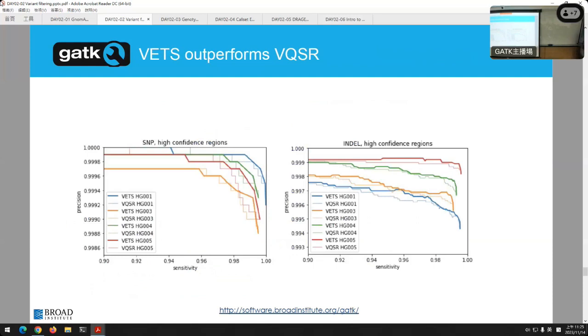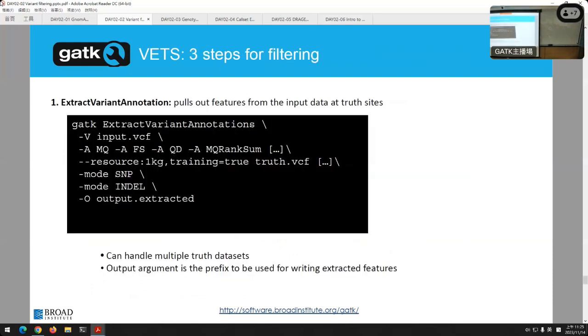So this is just a plot showing that it outperforms VQSR. In the interest of time, I want to move a little bit and show you how to run it. So there are three steps. In the future, when we come back here next year, the filtering hands-on, we'll use VETS instead of VQSR. Today, we're going to use VQSR. We didn't have time to finish this one and get this over the line to you. But next time, we'll be using VETS.